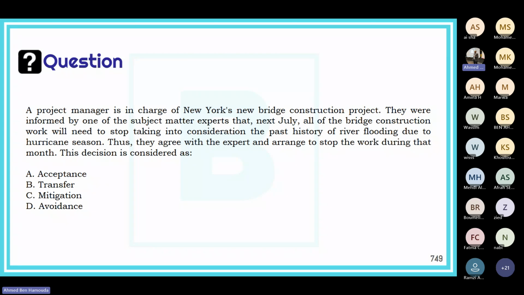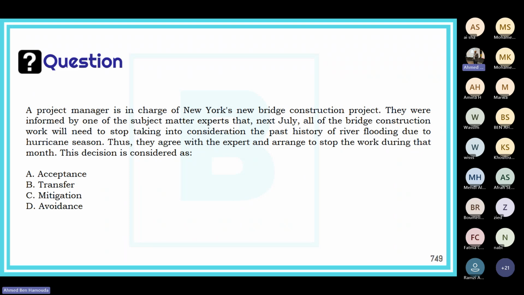A project manager, I like this one. I like this question actually. A project manager is in charge of New York's new bridge construction project. They were informed by one of the subject matter experts that next July, all of the bridge construction work will need to stop, taking into consideration the past history of river flooding due to the hurricane season. Thus, they agree with the expert and arrange to stop the work during that month. This decision is considered as what? Acceptance, transfer, mitigation, or avoidance.